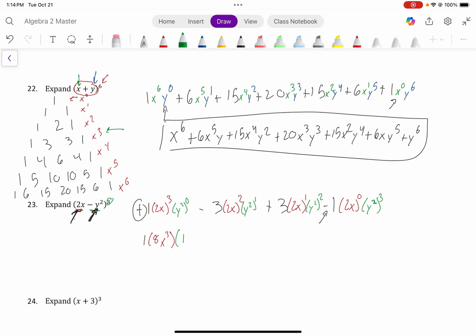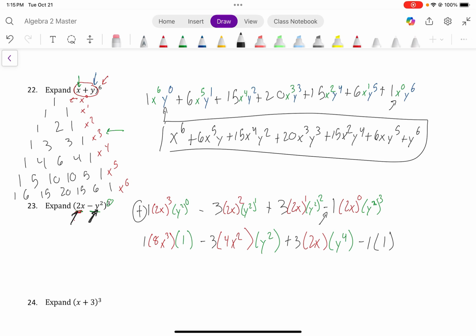My y squared to the 0 is just a 1. Minus 3 times 2 squared is 4. x squared is x squared. y squared to the first is y squared. Plus 3 times 2x times y squared squared is y to the fourth. Minus 1 times, well, 2x to the 0th is 1. y squared cubed is going to be y to the 6th.